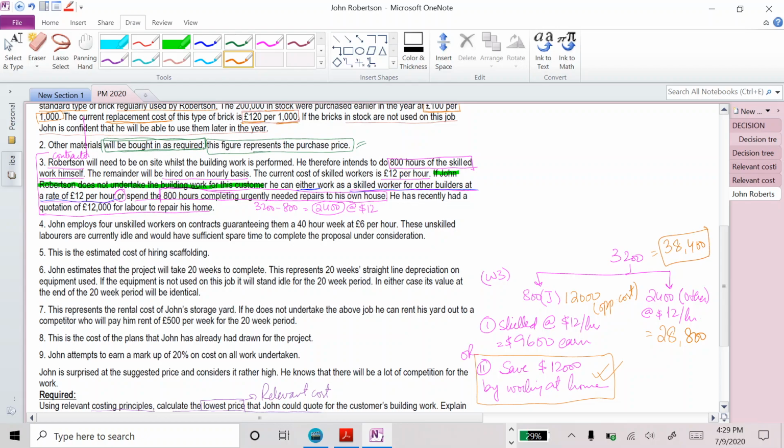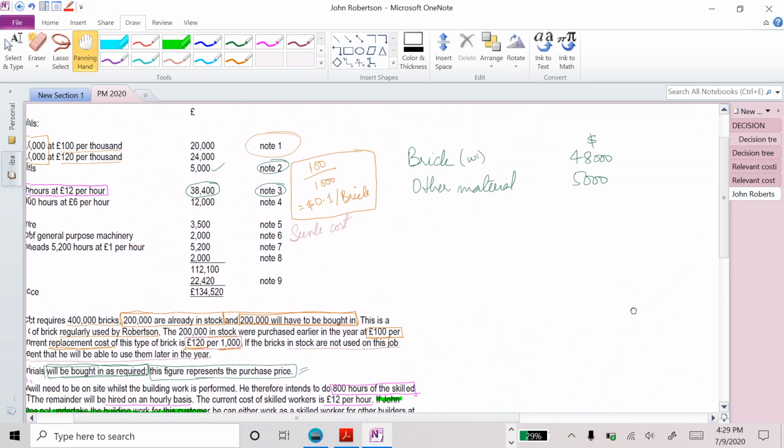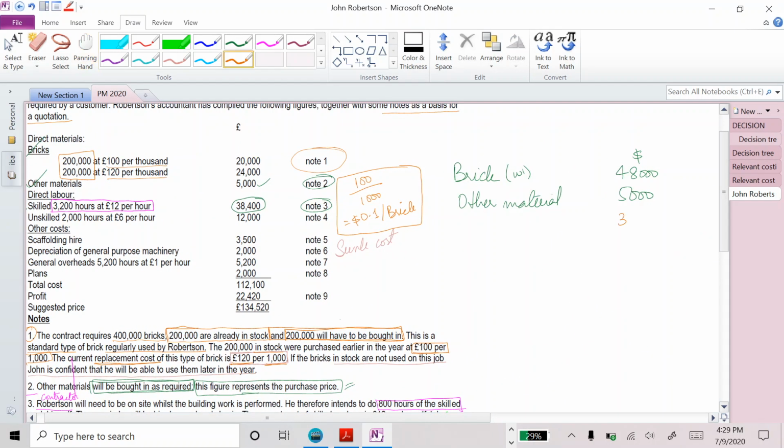So this is the relevant cost of labor. Whenever you have two opportunity costs, you will always choose the higher opportunity cost. Why? Because in normal circumstances, you choose the option which will give you higher benefit. So in the absence of this project, if I'm faced with these two options and I have to choose one, I will definitely choose to save $12,000 instead of earning 9,600. That will be a loss to John if he accepts this order. So overall relevant cost is 38,400 for the skilled labor.